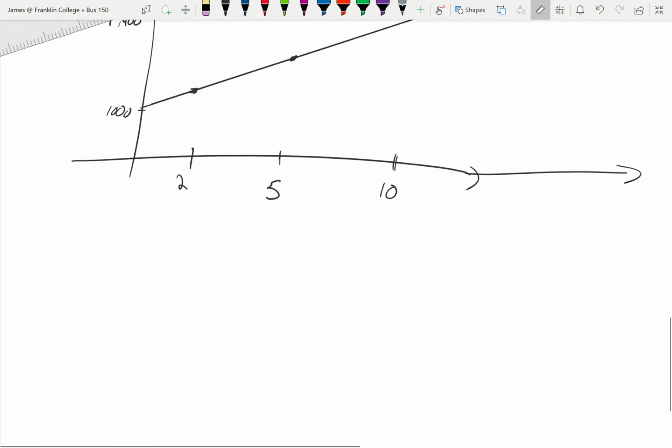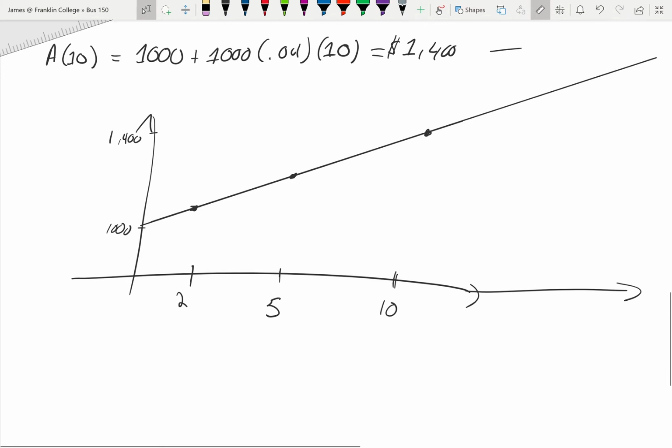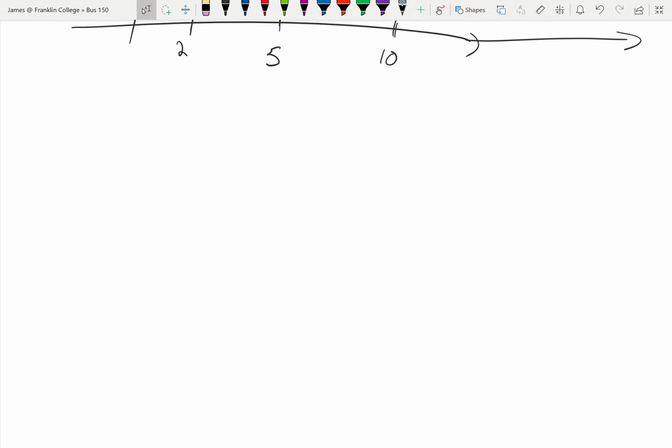That is one of the implications of simple interest. That it grows linearly. All right, so now we can start asking some more questions.